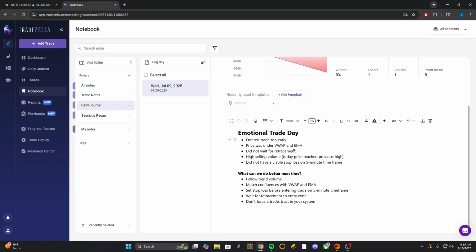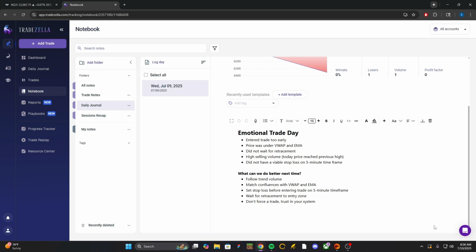So we entered the trade too early. Price was under the VWAP and the EMA. Did not wait for retracement. It was high selling volume. I said in the video before I entered the trade that I knew it was going to be high selling volume once it reached that previous high. When I looked at the historical data, it had shot down from it. I'm like, there's no reason for me to enter that trade.